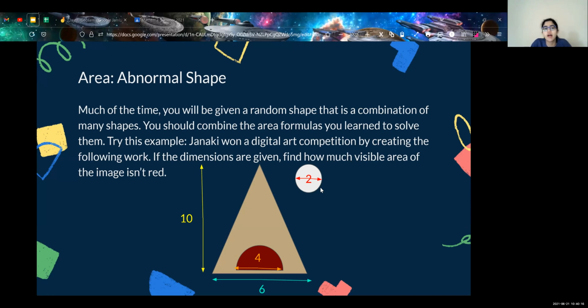After we cover abnormal shapes, we will cover perimeter, and then we will have a break, or actually, between area and perimeter, we shall have a break. And then we will continue with perimeter and then go to the AMC problems if we have time.